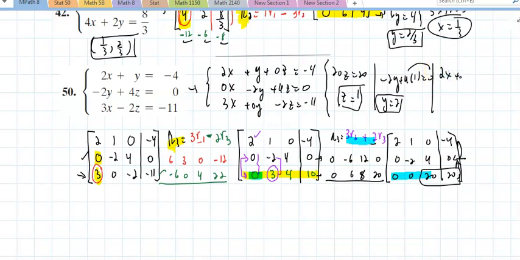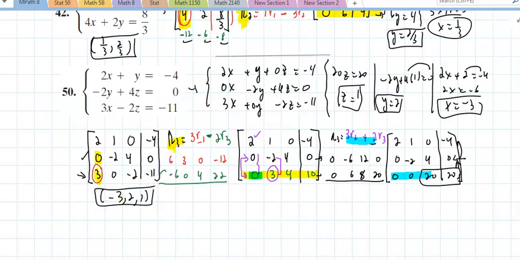2x plus 1y, but we know y is a 2, equal a negative 4. That's negative 6. So x is a negative 3. So we say the solution here is negative 3, 2, and a 1.